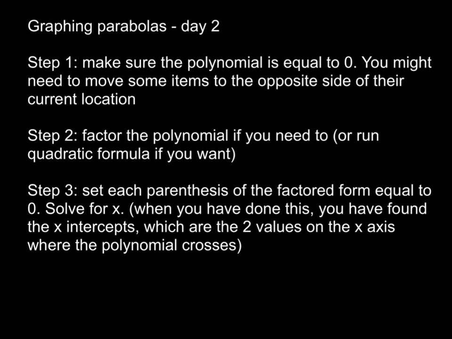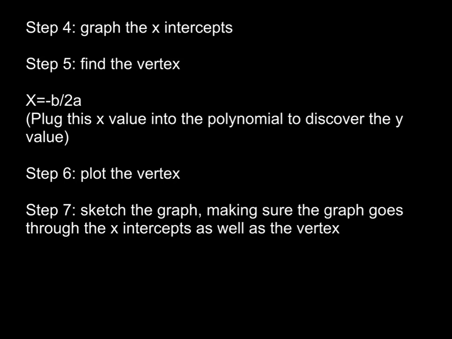Step 3 says set each parentheses of the factored form equal to 0. Solve for x. When you've done this, you've found the x-intercepts, which are the two values on the x-axis where the polynomial crosses. All right, step 4 says graph the x-intercepts.